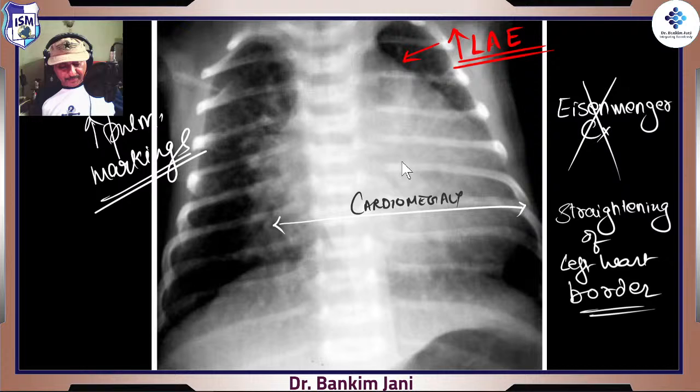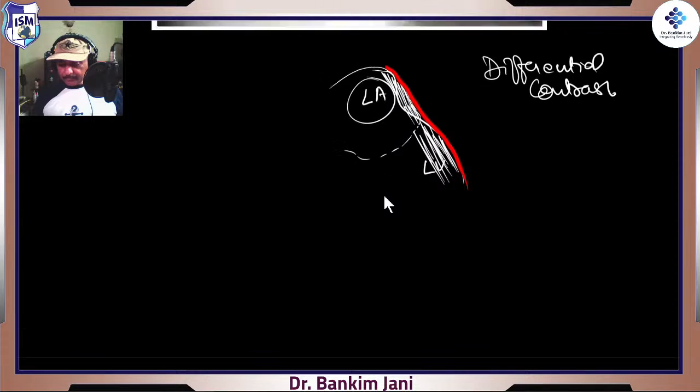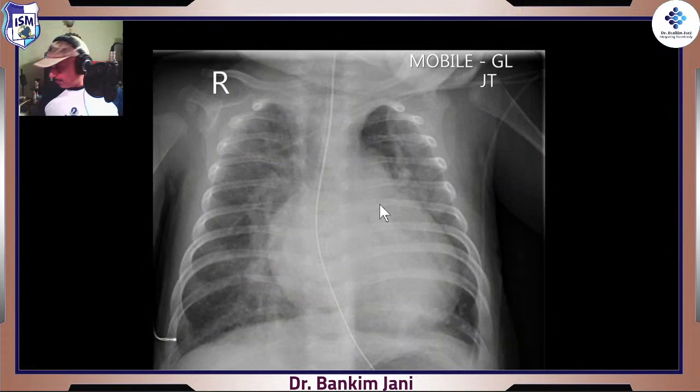Because the shift of the shunt has not occurred, we can see the pulmonary markings till the end, and that's the case of the ventricular septal defect, because even the left ventricles are dilated. That's why there is such huge cardiomegaly. Okay, one more.